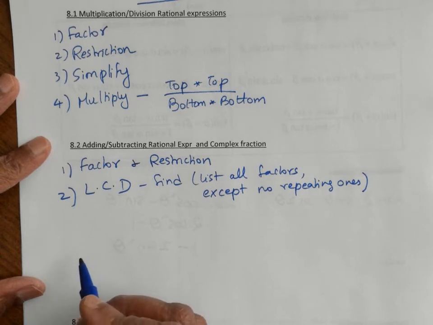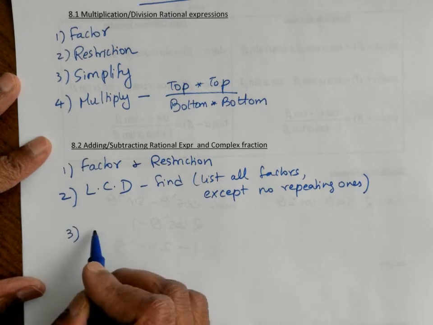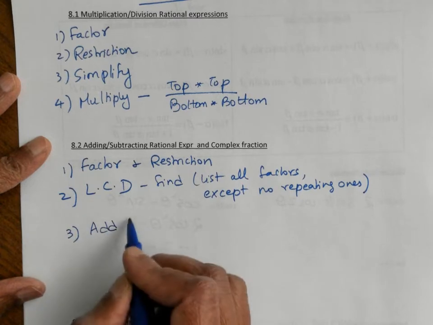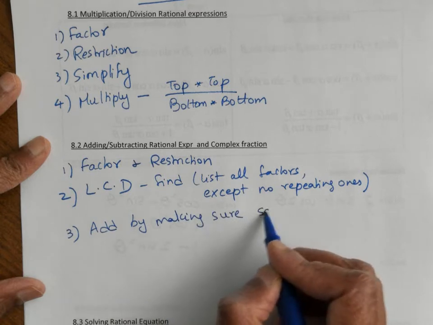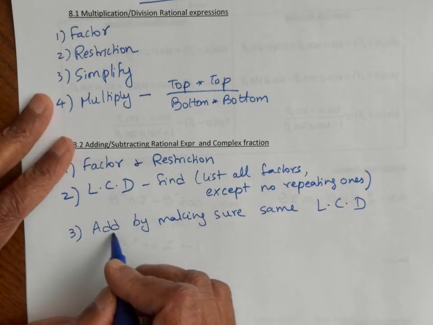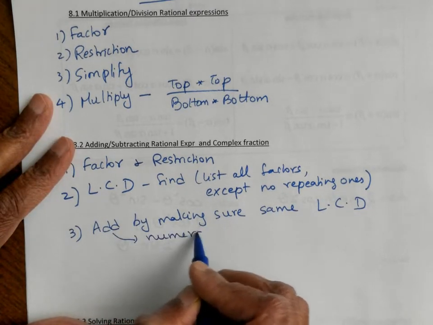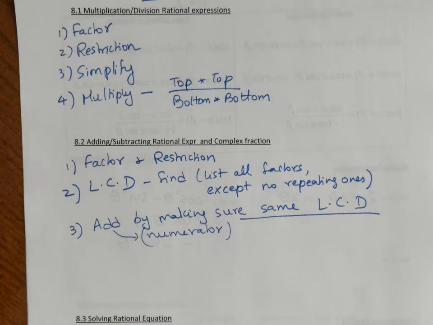So find the LCD and make sure to convert all fractions to have the same LCD, and then you add. So you add the numerators, but the denominator should be the same LCD. Denominator should be same LCD. Does that make sense? You add the numerators by making sure all the fractions have the same denominator. Is everybody clear about what we just did?